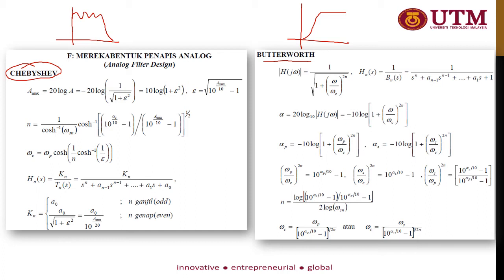So in here we'll be seeing the AMX. AMX only appears in Chebyshev because it represents the magnitude of the ripples. Okay, so the epsilon. Epsilon is the ripple factor. You can calculate it by using this equation. Mx is in dB, so you just put in the dB values, positive dB values, although the value is negative.